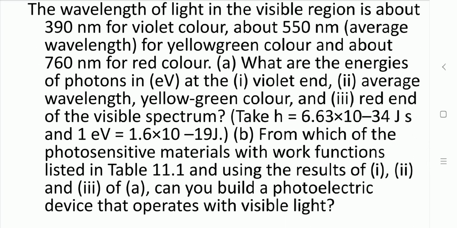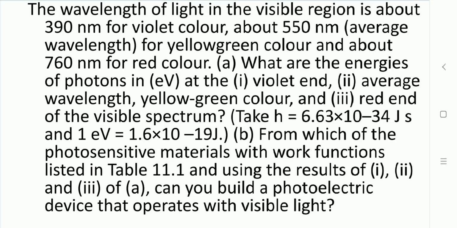Next, from which of the photosensitive materials with work functions listed in the table, and using the result of 1, 2 and 3 of A, can you build a photoelectric device that operates in visible light? So here we need to choose the metal which can be operated with that range of visible light.